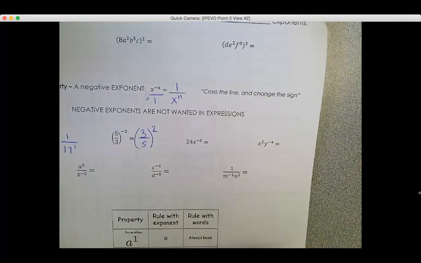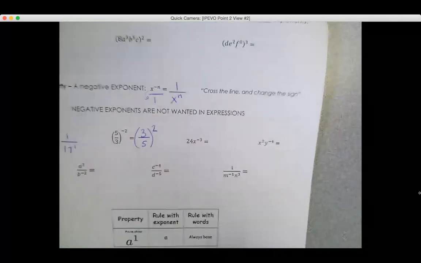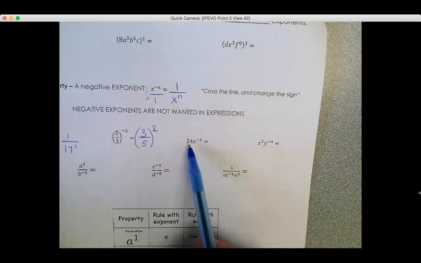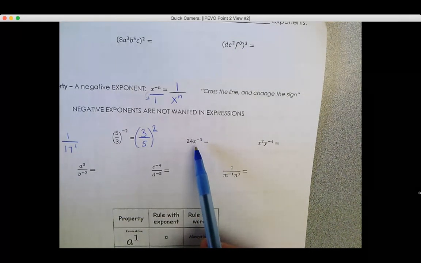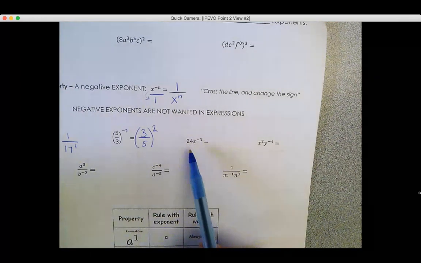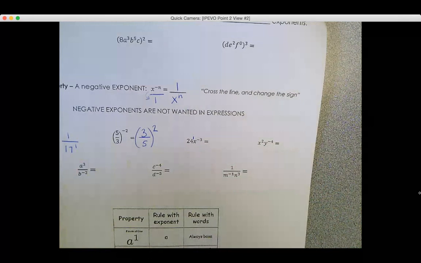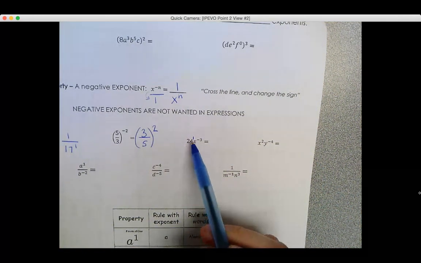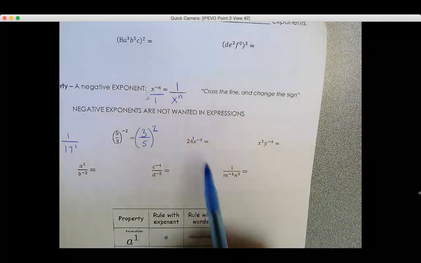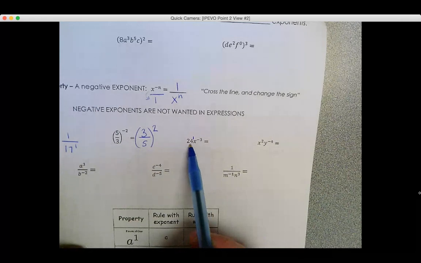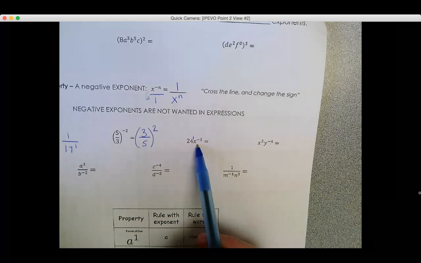Okay, the third example, a lot of people get this one mixed up because they think that this 24 is attached to this x. Okay, they're actually two separate things, and this 24 has an exponent, and it's really a 1. We just never write it. Okay, so this really has an exponent of 1, and it's positive. So since this already has a positive exponent, that will stay. We're only going to move the things that have negative exponents.